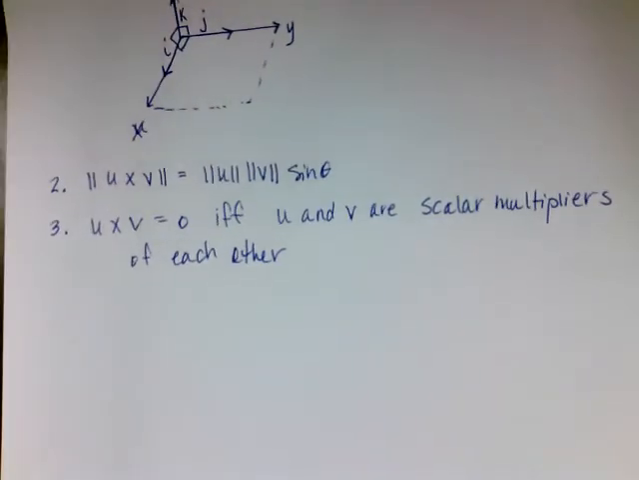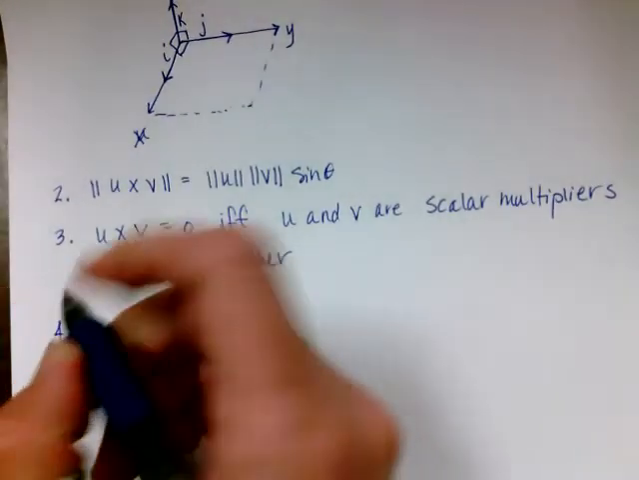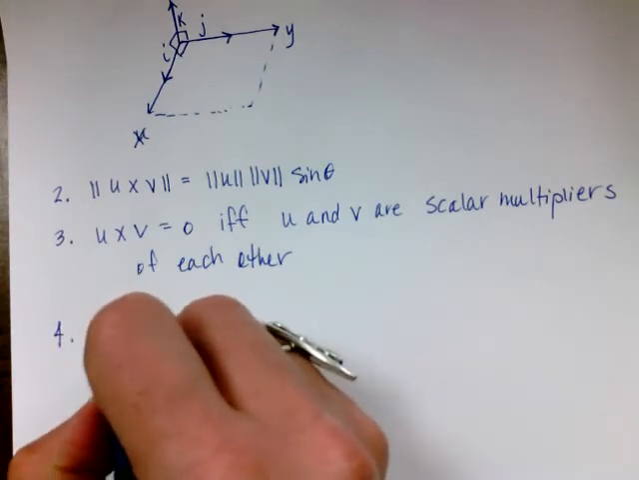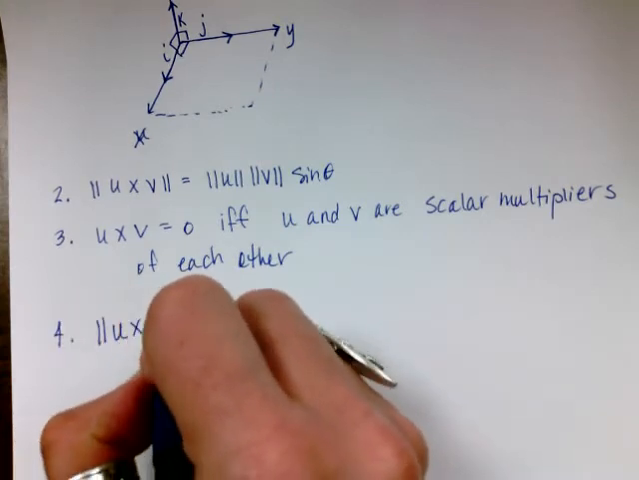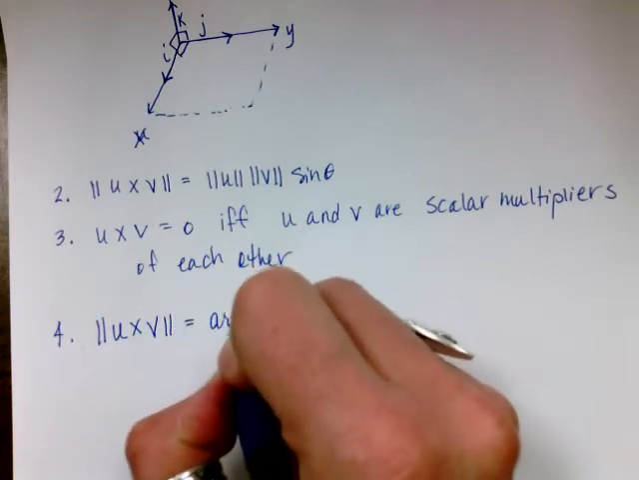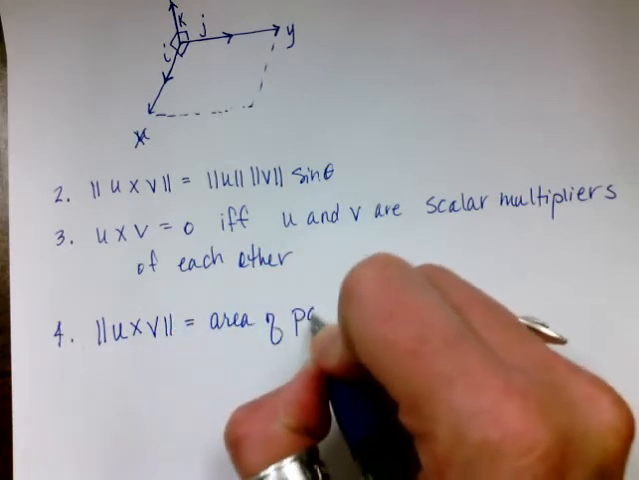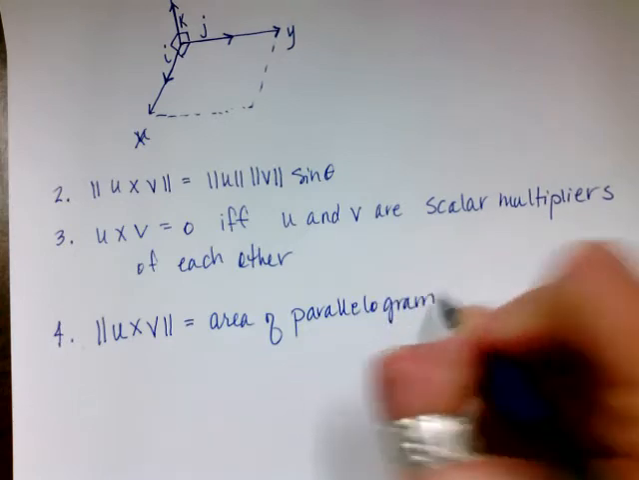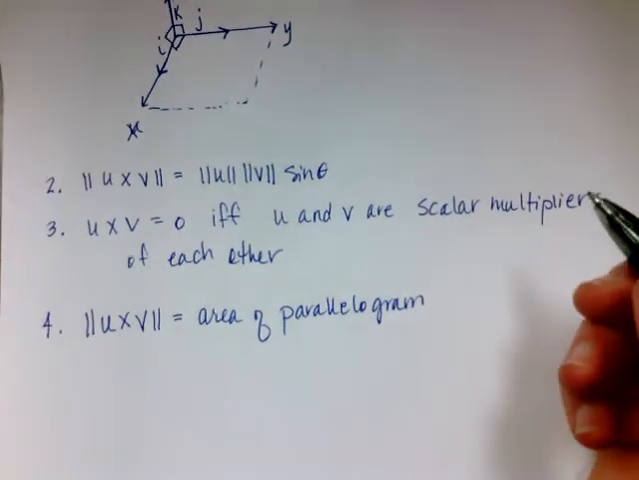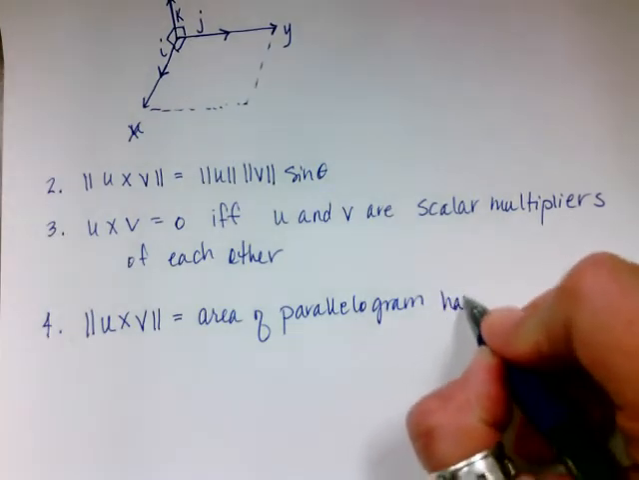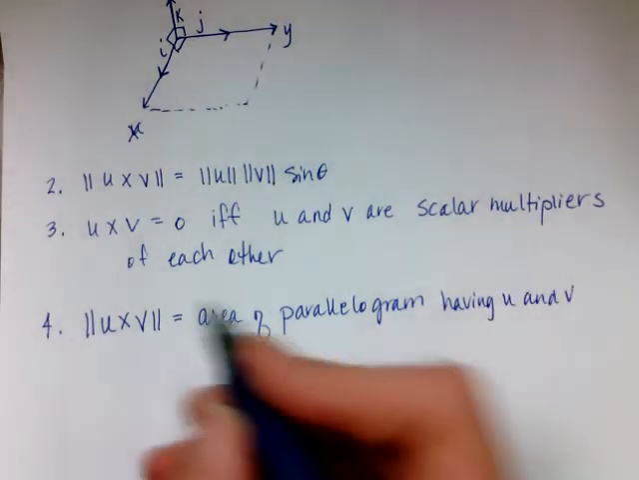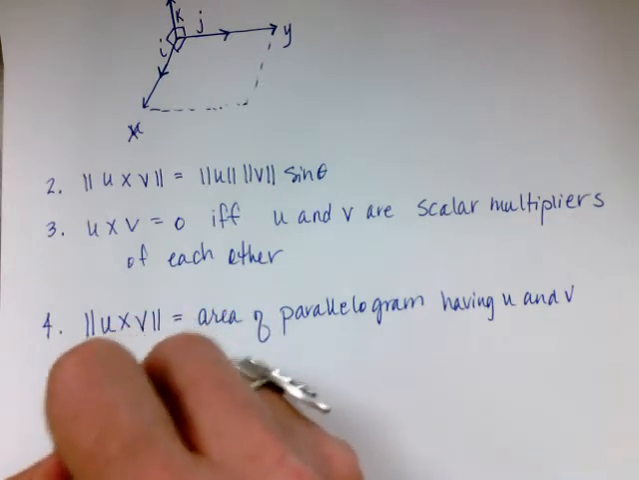Okay, and then my last one is that if I want to do the magnitude of U cross V, that's going to give me the area of the parallelogram in my handy dandy little picture up there that has U and V as adjacent sides.